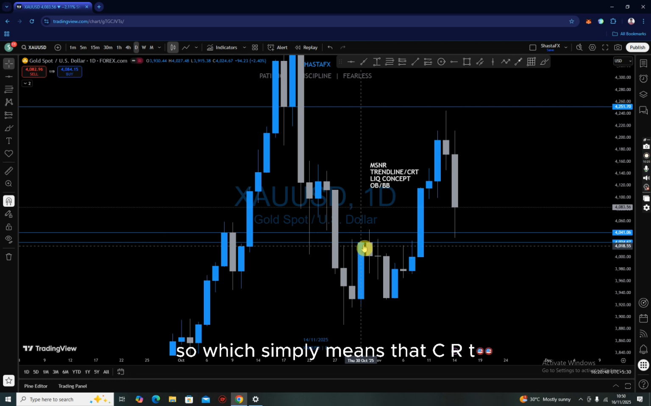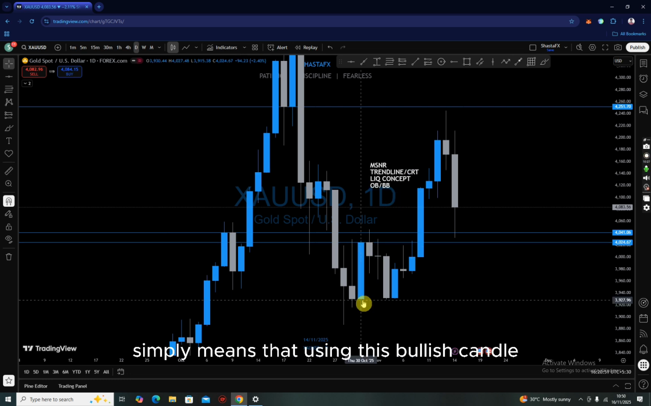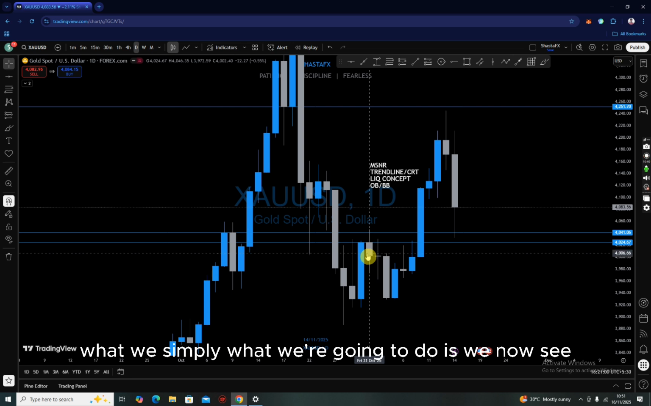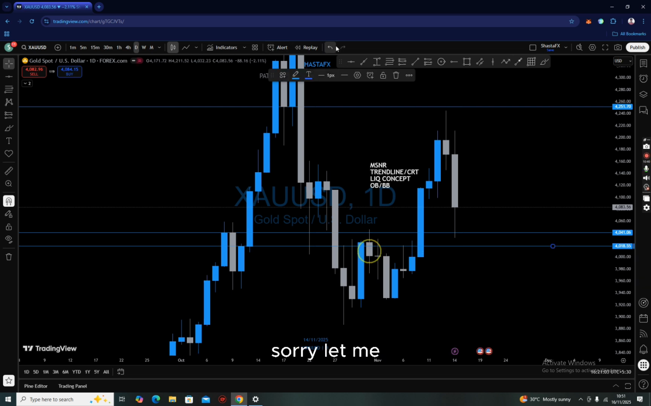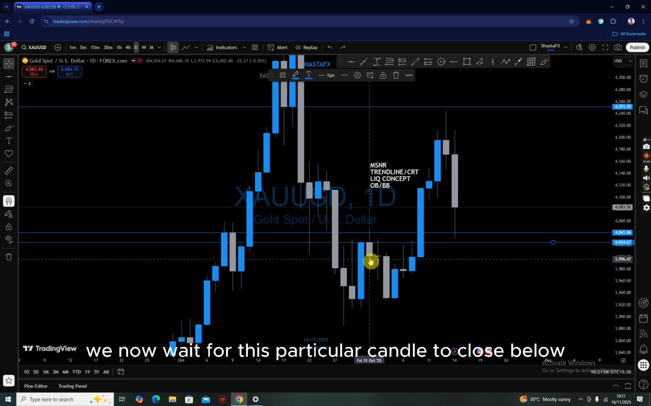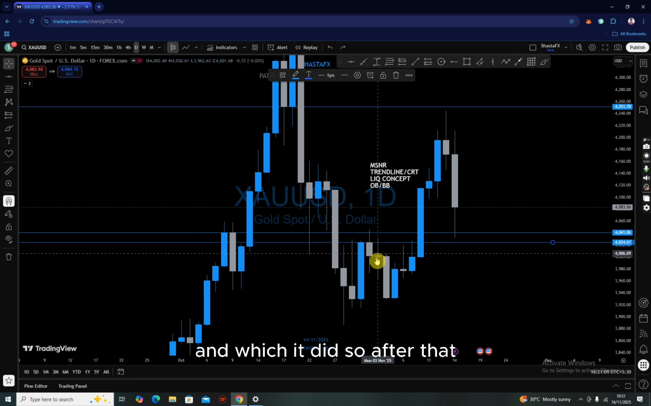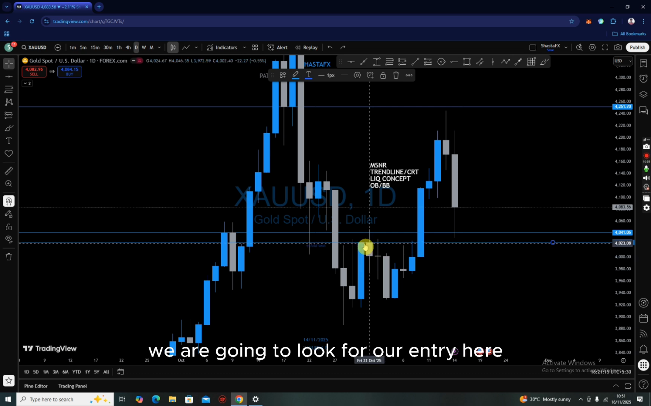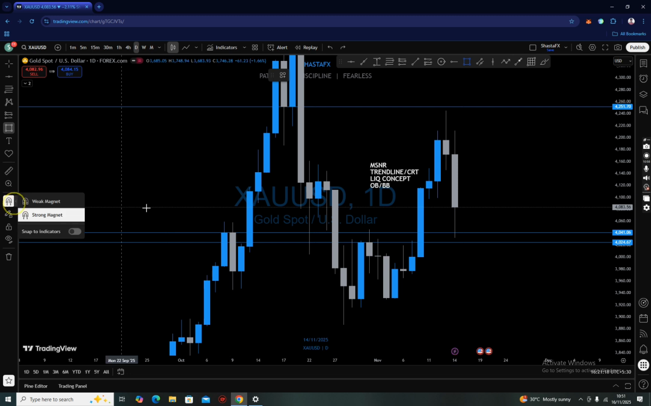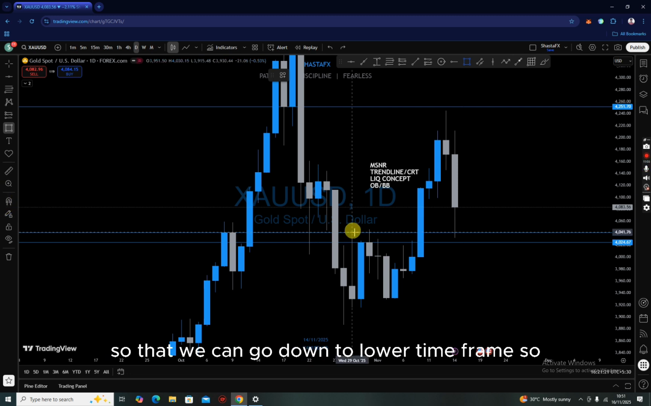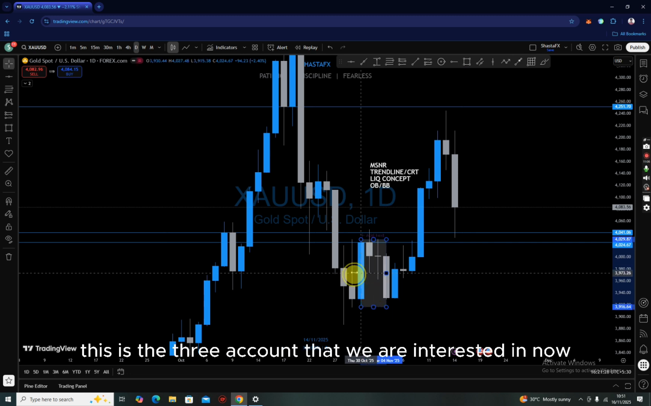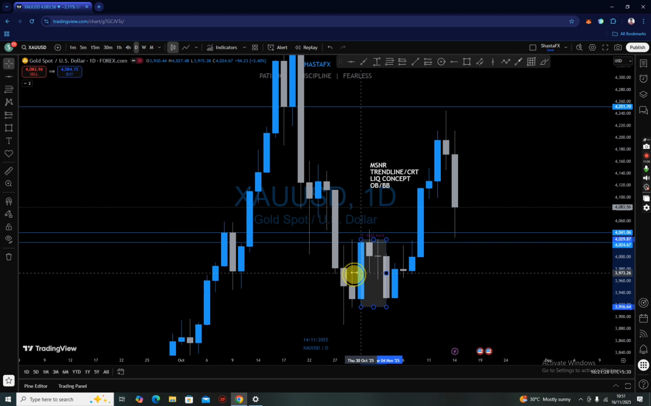So candle range theory simply means that using this bullish candle that has already engulfed this bearish candle, what we're going to do is wait for this particular candle to close below, which it did. So after that, this is the next 4-hour candle. What we are going to do now is look for our entry here. Let me mark it so that we can go down to lower time frame to take it. Good. This is the 3 candle that we are interested in now. Good.